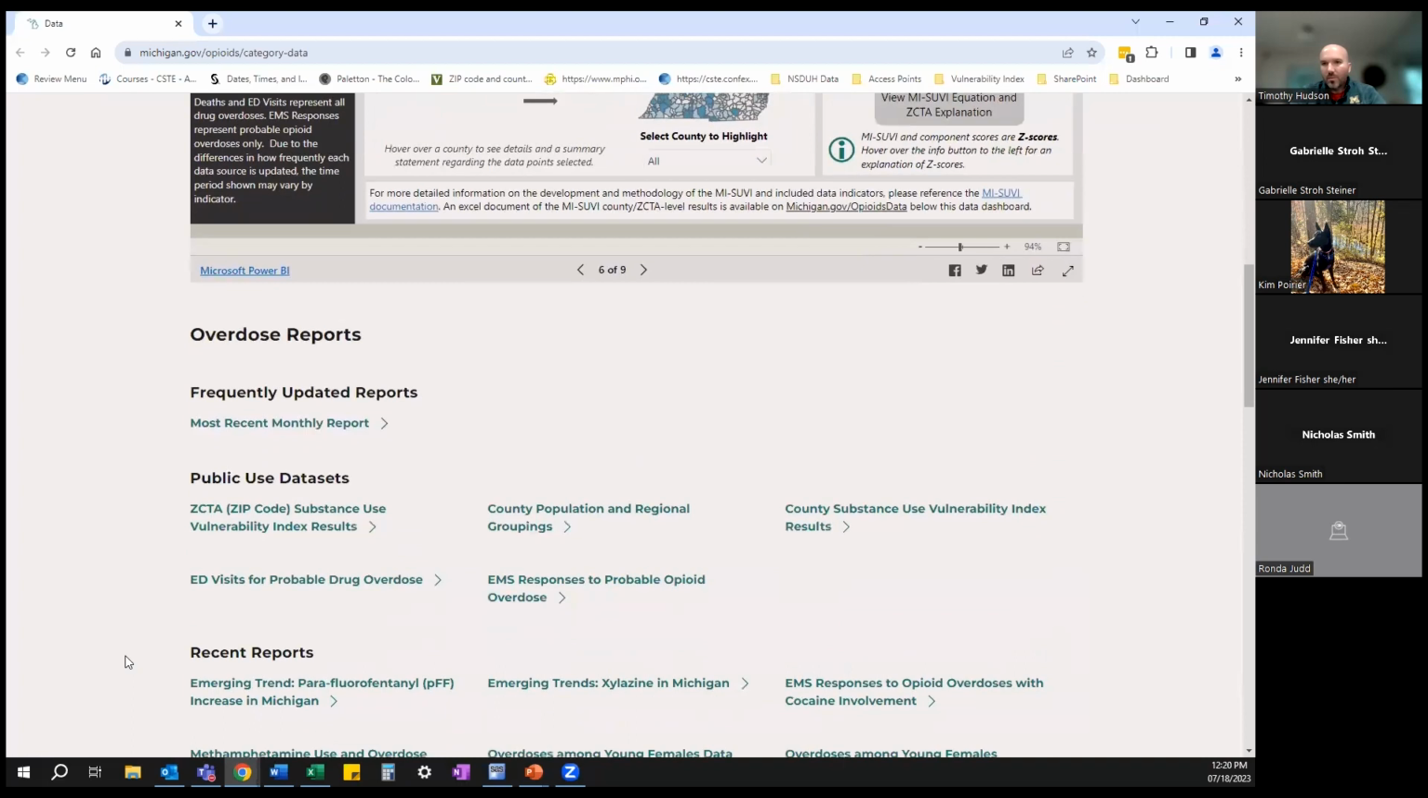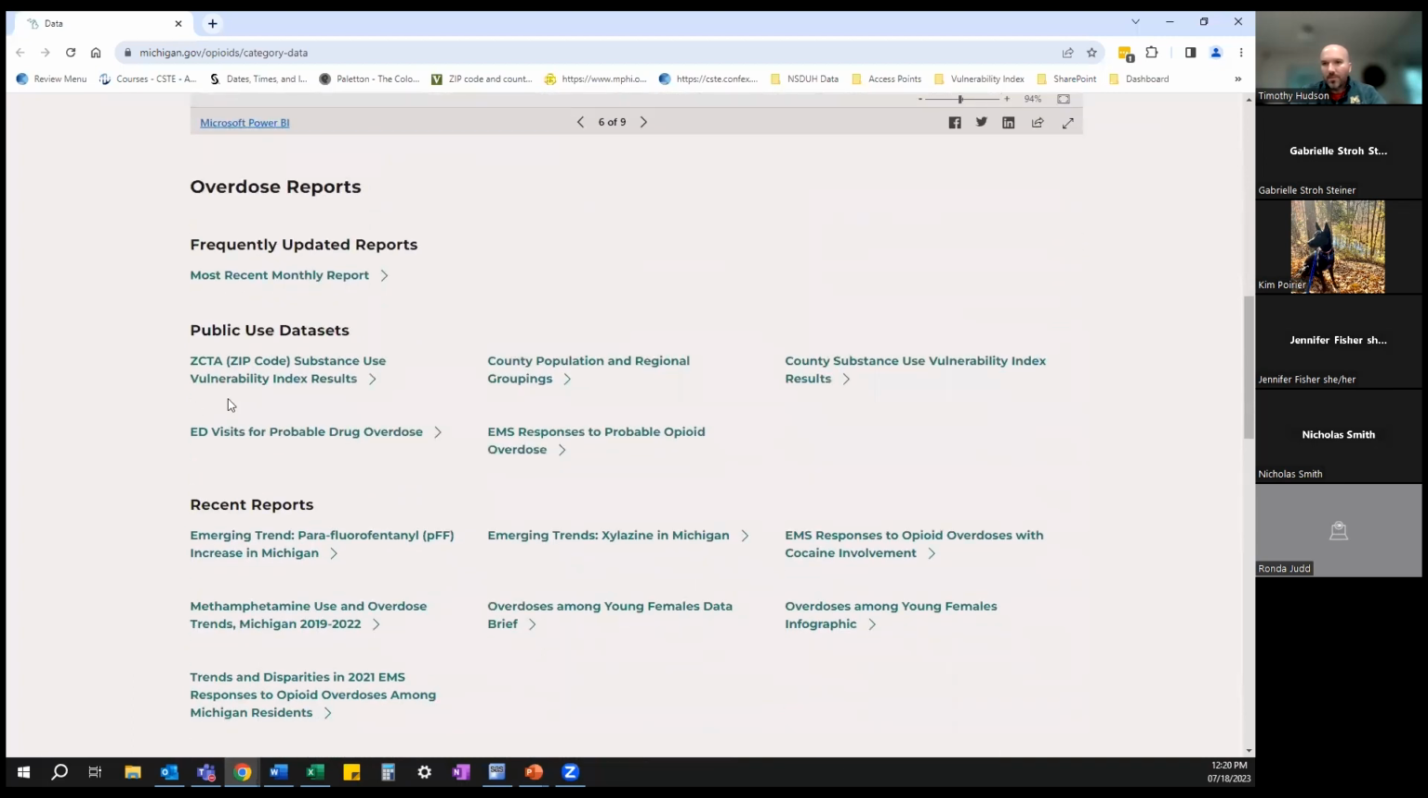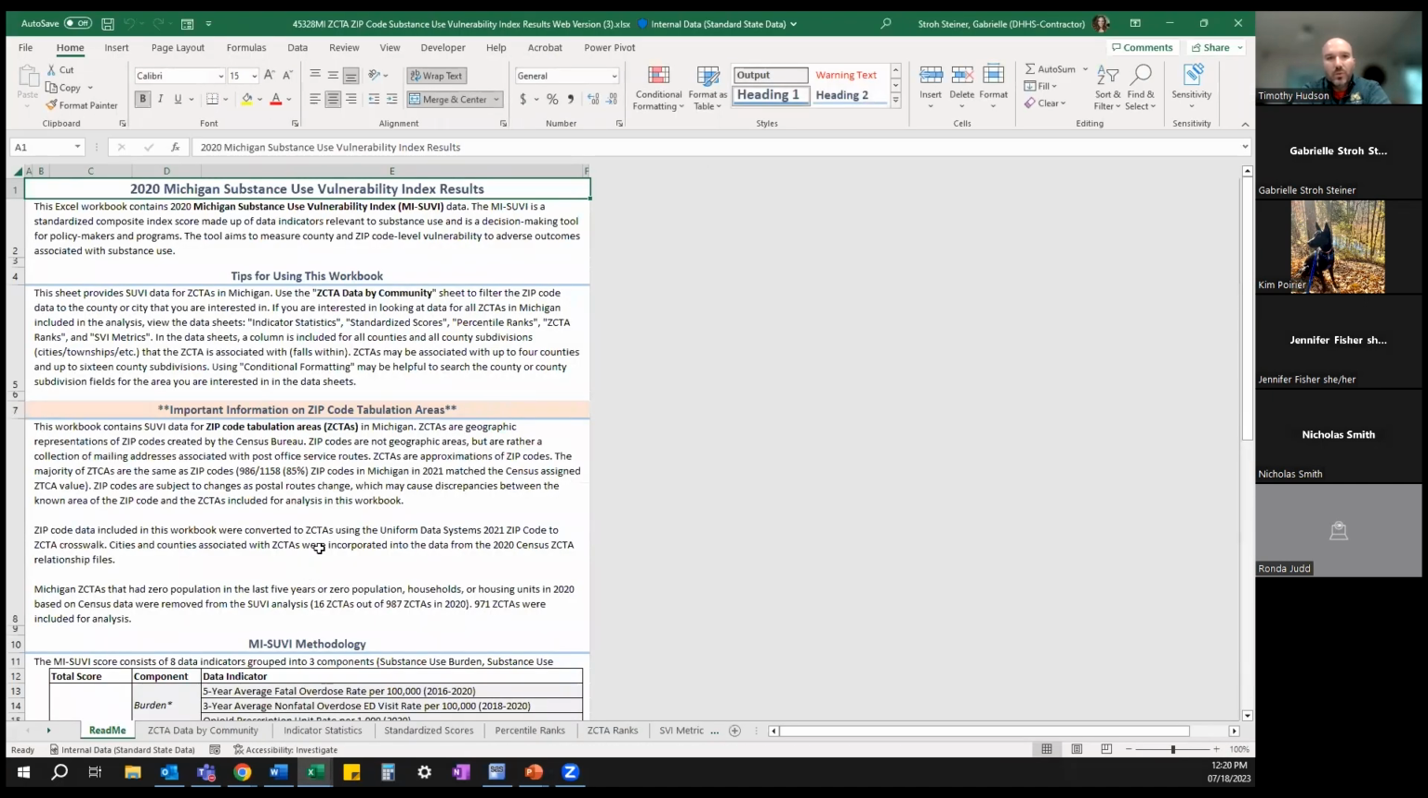The other thing that I want to highlight on our data page is that underneath the dashboard we have these public use data sets available. These are just Excel documents if you want to dig into the data a bit more yourself. We're in the process of publishing more of them, but these are the ones that are available. And we do have the county level substance use vulnerability index results along with the zip code level results. I'm just going to pull this up quickly to show what it looks like. But if you want to dive in and get some of the more specific data or play around with it yourself, this is where you would want to head to.